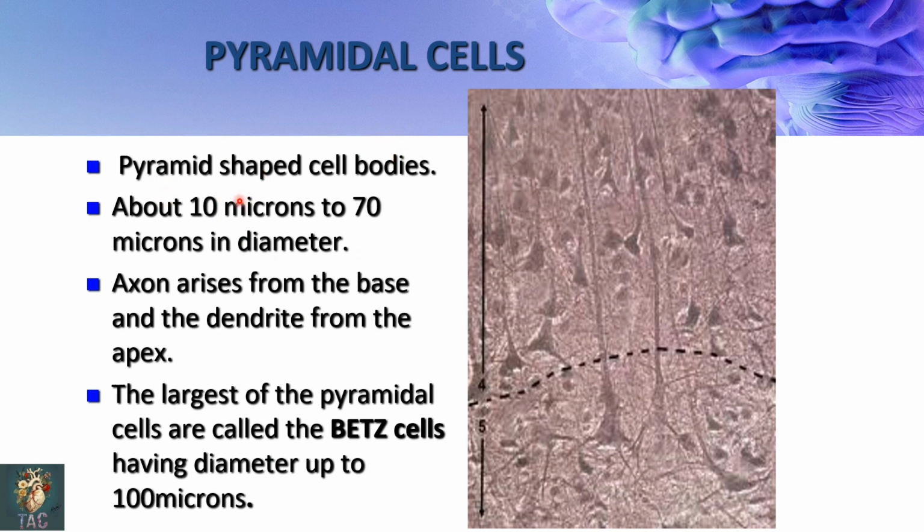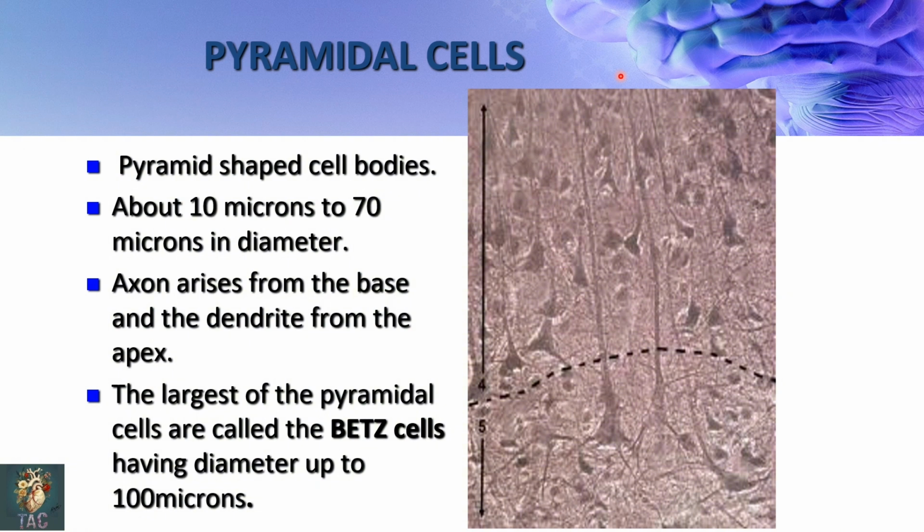The pyramidal cells have pyramid shaped cell bodies. You can see in this diagram they have a shape like a pyramid. Their size is about 10 to 70 micrometers, and the axon arises from the base and the dendrite from the apex. So these are basically the dendrites which originate from the apex of these pyramidal cells.